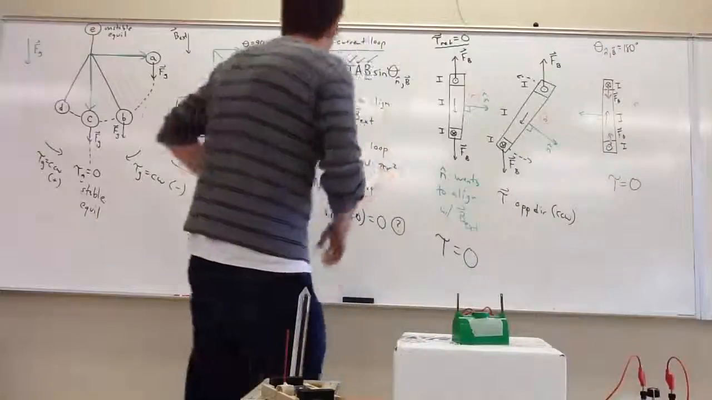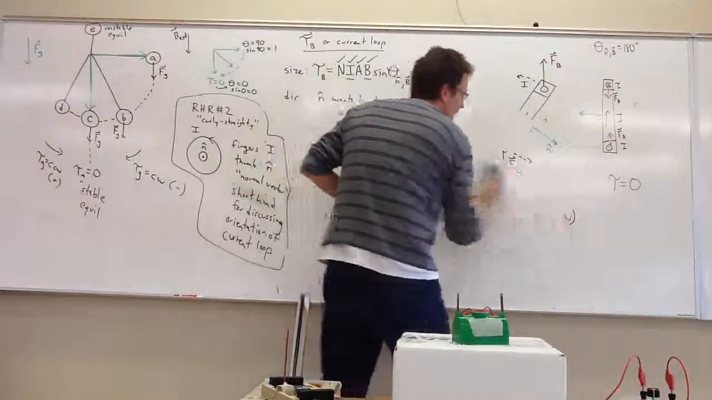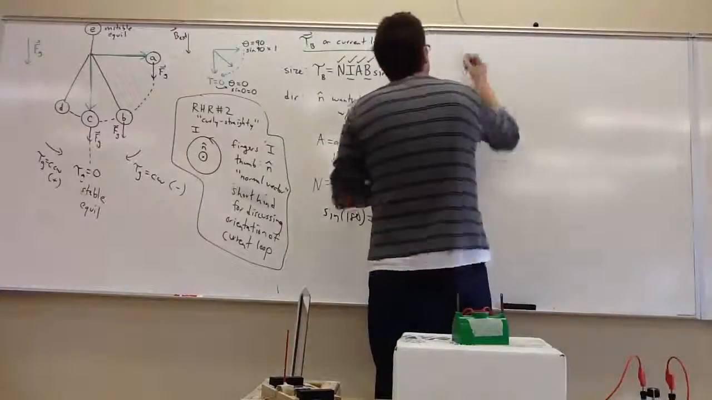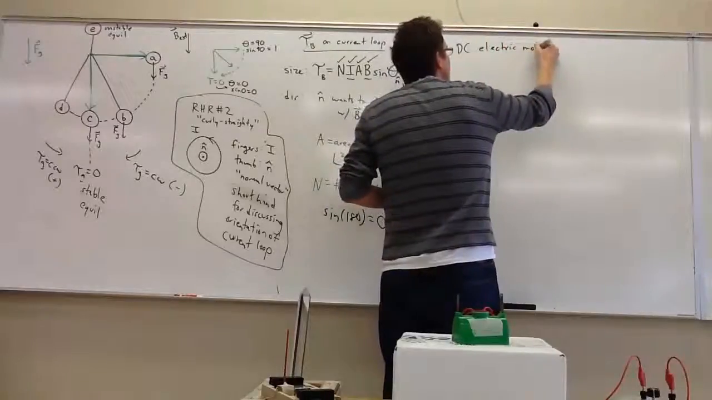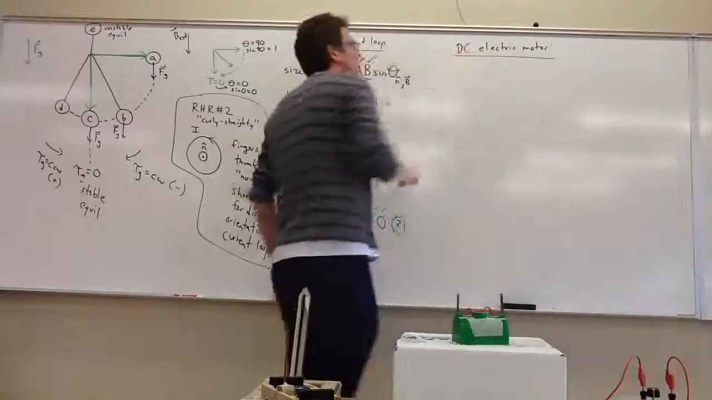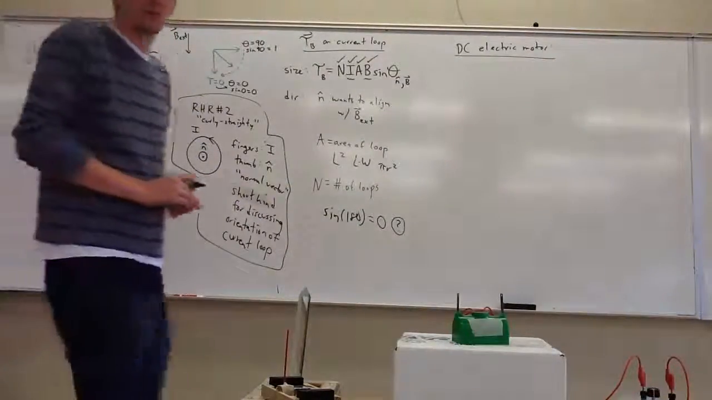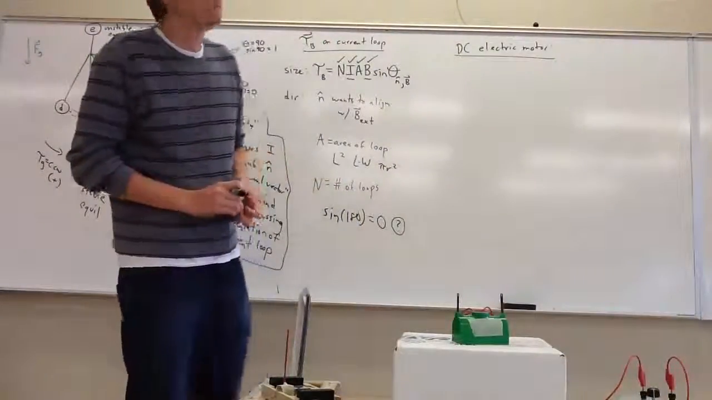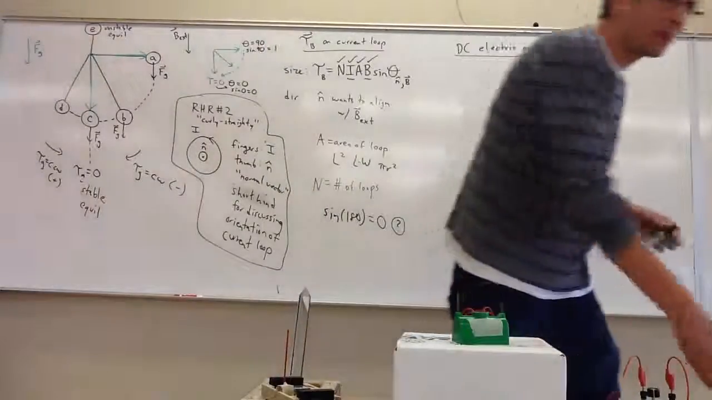So here's how that thing works. This thing, by the way, is called a DC electric motor, DC standing for direct current. All of our circuits so far have been direct current, meaning that the current flows in a single direction. So how does this thing work? Well, the way it works is this.